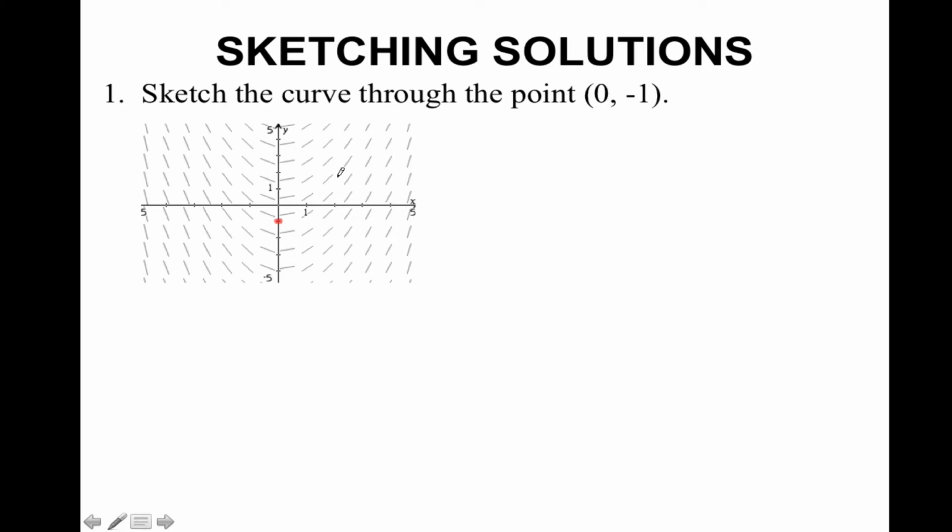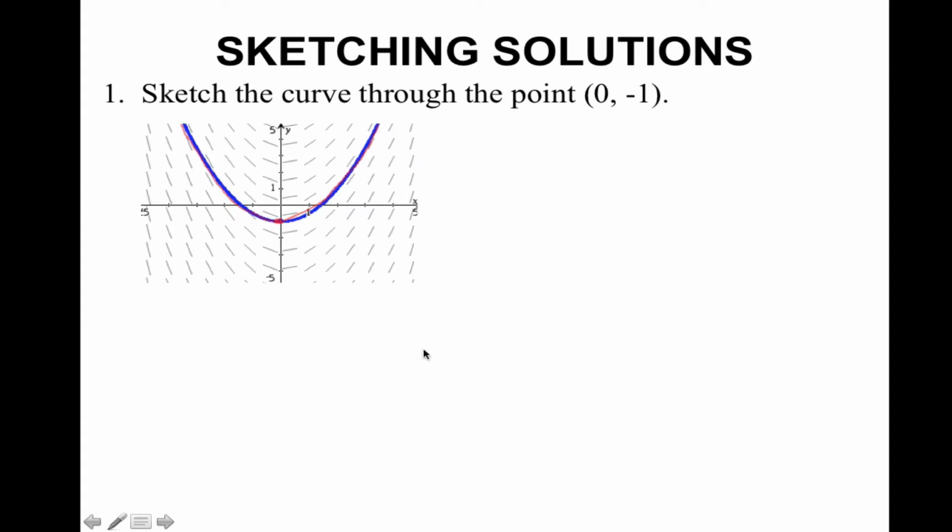When you sketch the curve, you want to make sure you are brushing as best as you can up against these tangent lines, so that when you are done, it should look like a curve that follows the direction of the slope field. So there's the real one after my sketch. The sketch doesn't have to be exactly perfect. You just want it to get as close as possible.